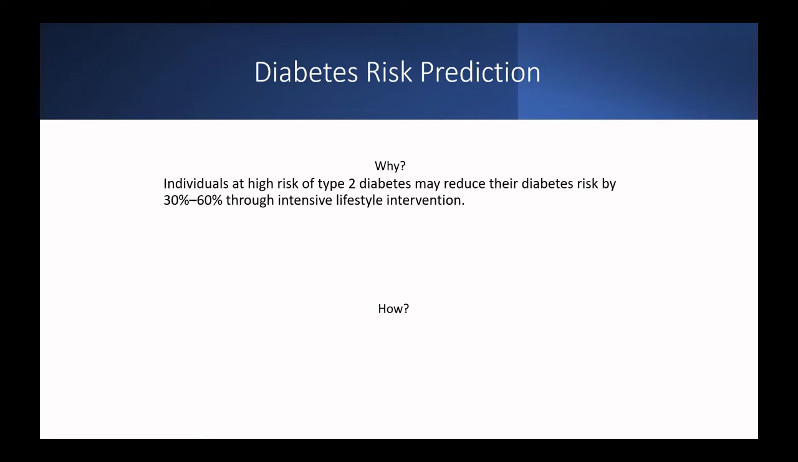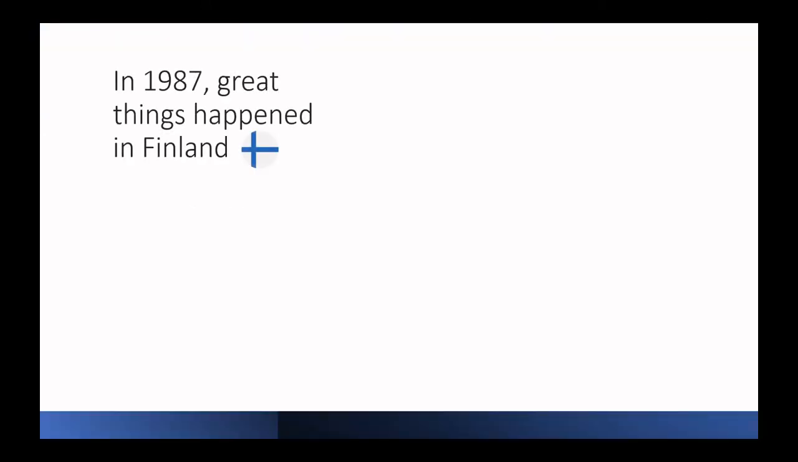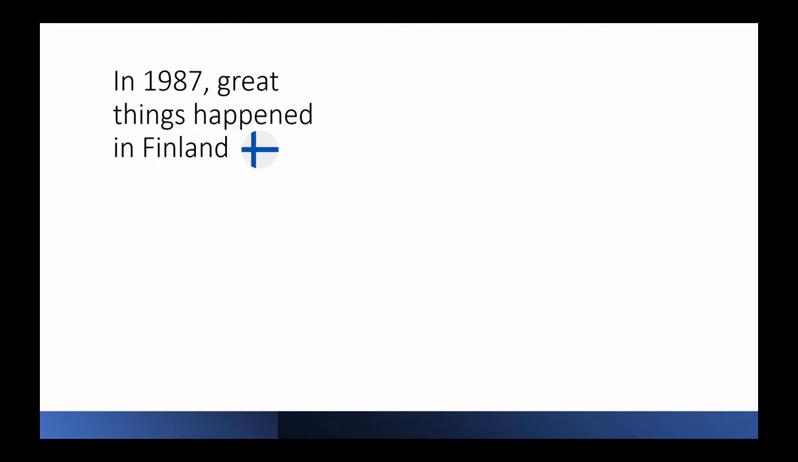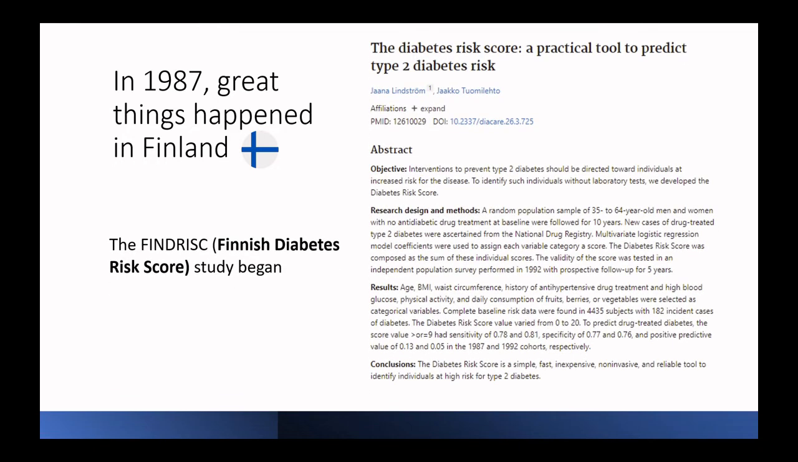Well, this story goes all the way back to 1987. In 1987, great things happened in Finland. Nokia made its first phone. But more relevant to our endeavor is that the Knowrisc study began, the Finnish diabetes risk score. This was developed by these two individuals and is a practical tool to predict type 2 diabetes risk.